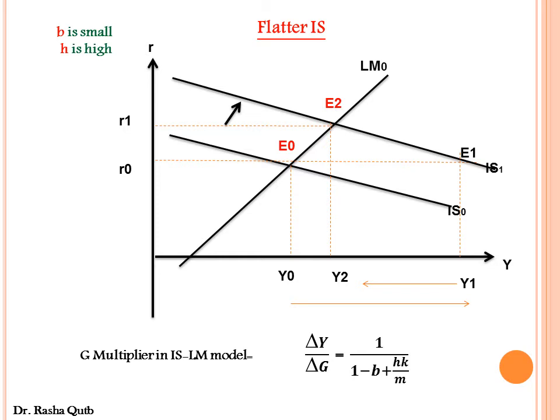Assuming that the marginal propensity to consume is small, B has a small value, and investment is more sensitive to interest rate, which is H is high.